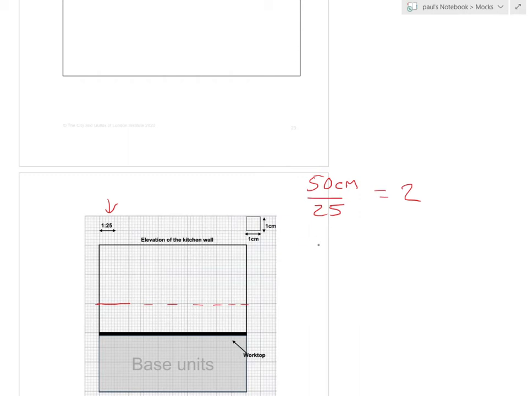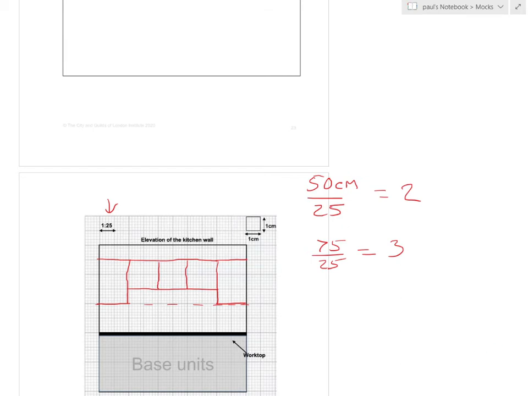So that will be 3. 75 divided by 25 equals 3. So they're going to be 3 high. 1, 2, 3. Going to be 3 high. Yeah, so we're going to get another one over there that's 3 high. And the other ones are all 50, 50, 50. Yeah, and they're just going to be that high. So we're going to have that and that.